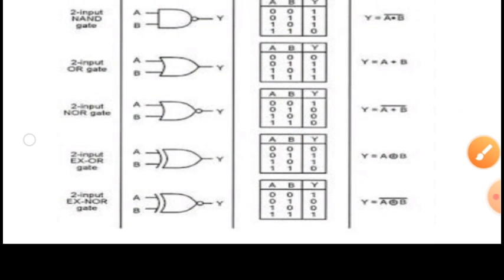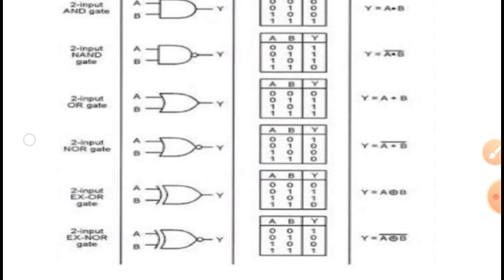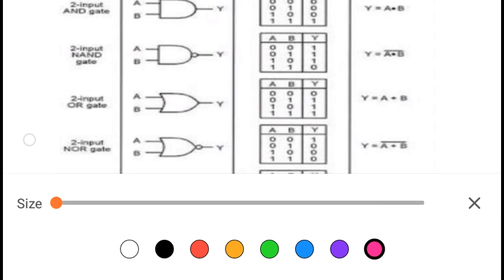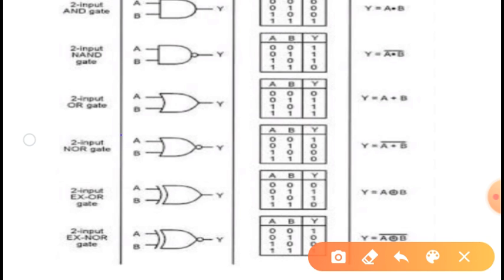The next gate is the NOR gate. The NOR gate also has two inputs. It is the inverted form of the OR gate. It means the output is high whenever both the inputs of the NOR gate are low. The Boolean expression for the NOR gate is y equal to A plus B whole bar.